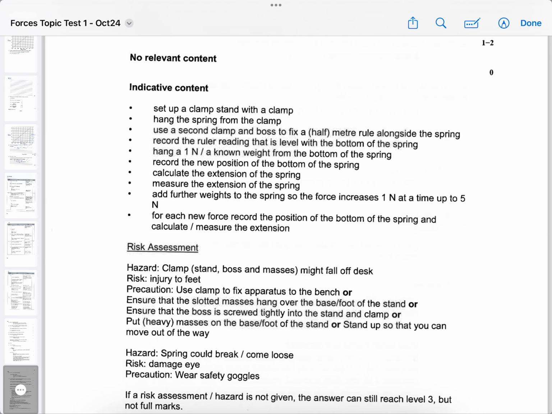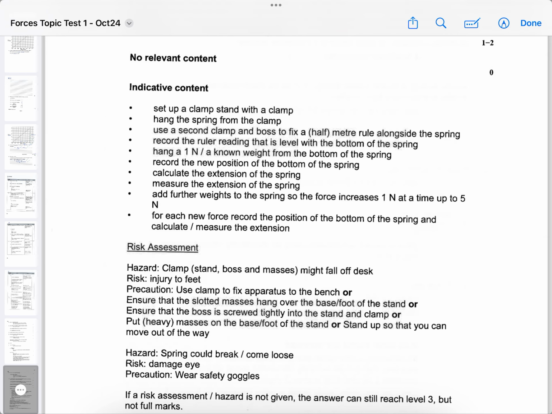It could just be a meter rule alongside the spring, so you keep the meter rule at the side so you can easily see when the spring is extending relative to the starting position. Record the ruler reading that is level with the bottom of the spring.